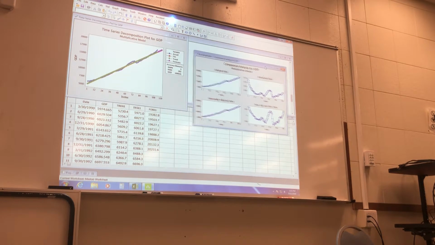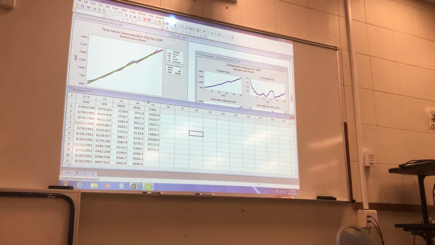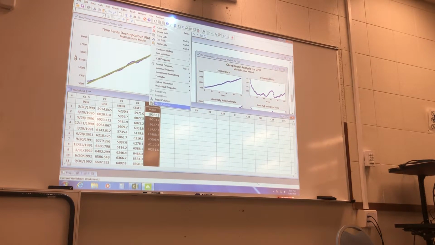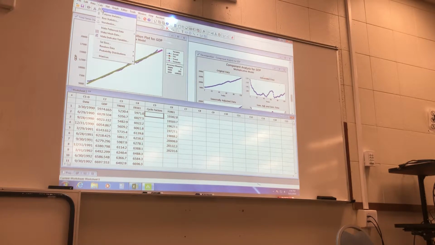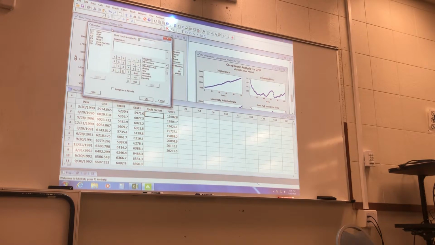So what do we need to do? Quick and dirty method. Let's insert a column and put in cycle factors. Cycle, the missing part. The C part of the trend, cycle, seasonality. How do you get them? Go ahead, tell me. Deseasonalized data divided by trend.